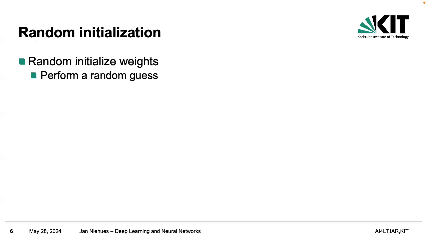This random guessing is a bit more difficult than thought. So it's not best to just take any random numbers, but to think a bit about how you get decent random numbers in there. Can somebody estimate what might be good properties of this random initialization?